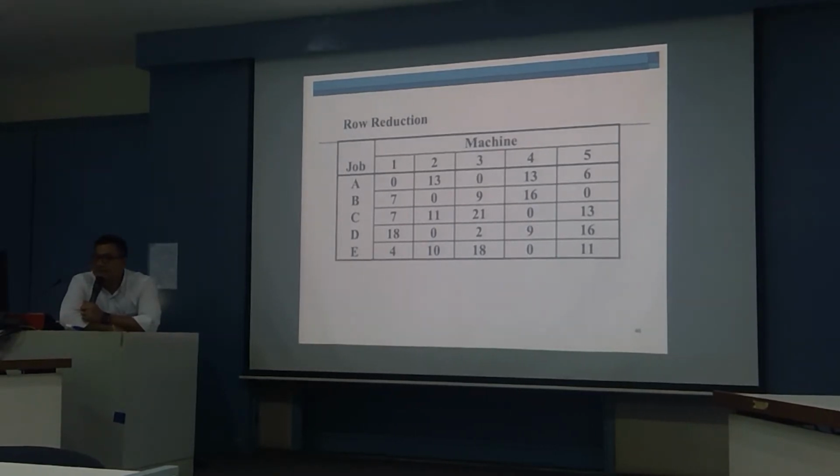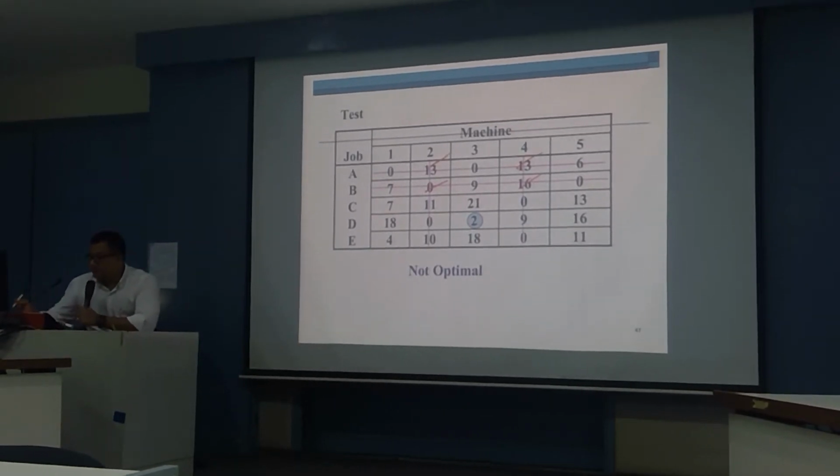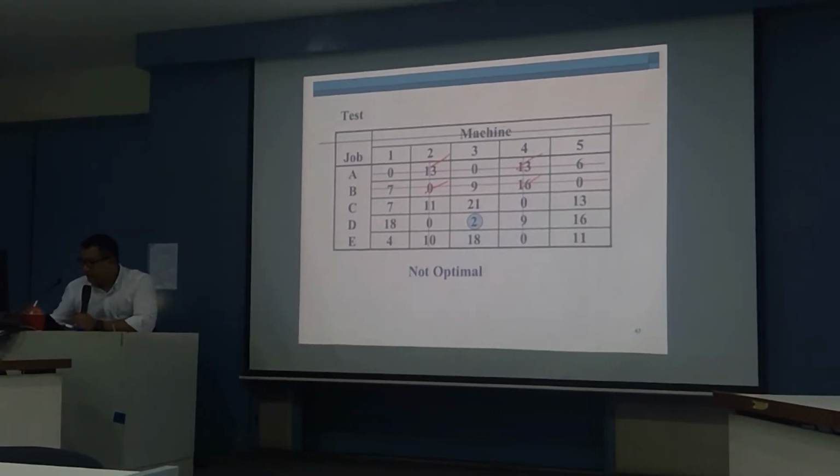How many lines? 4. Yes, it's 4. And I'm sorry, I'm going to show here. So you have 4, right? And then we have 5 columns and 5 rows. It's less than the number of rows and columns, so it's not optimal. So we need to modify.